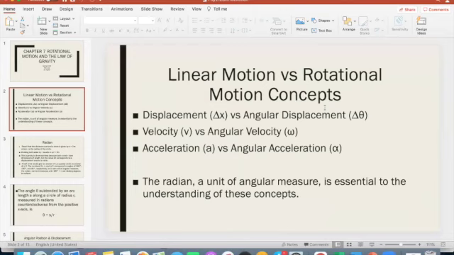Okay, so this is going to be a quick comparison between the linear motion, which is what we've been working with so far, versus the rotational motion concepts. So that's what we're going to get into today.